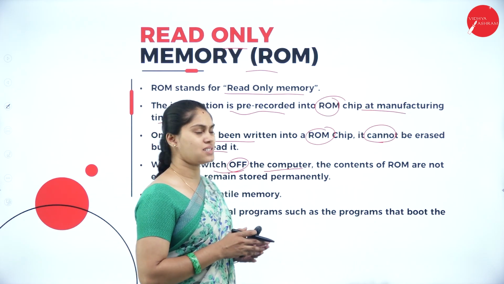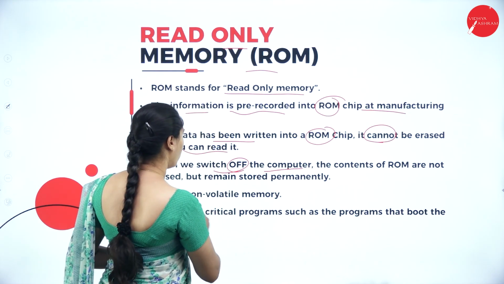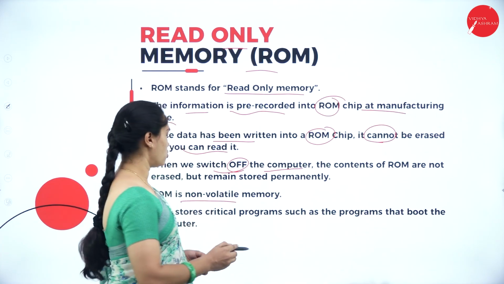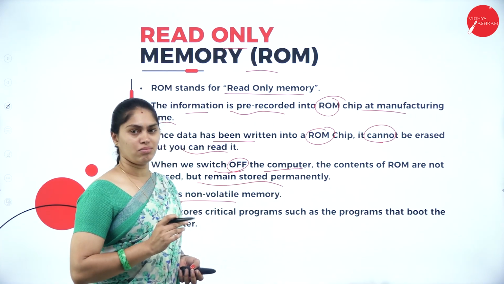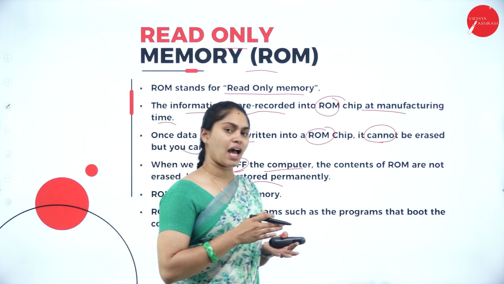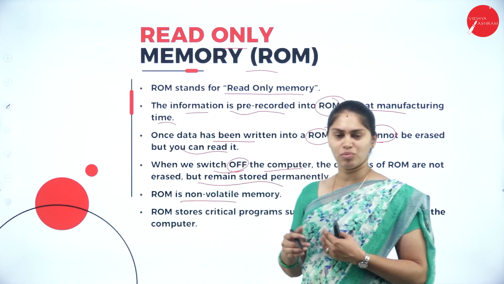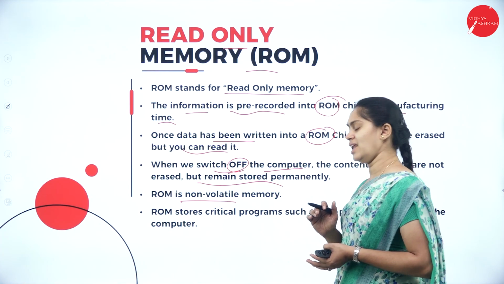Then what are we calling this ROM? Non-volatile memory, and it is going to store the data and information permanently. That is the difference between RAM and ROM. Though it's in primary memory, it is non-volatile in nature.